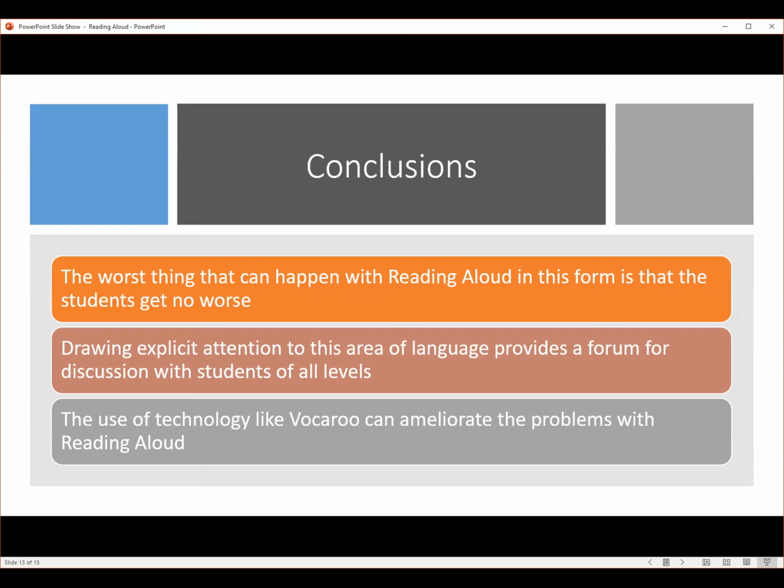You've got to show a bit of understanding, I suppose. It also taught me that drawing explicit attention, really saying to them, this is what English sounds like compared to what you're producing, let's listen to the difference. Drawing attention that way can have benefits.